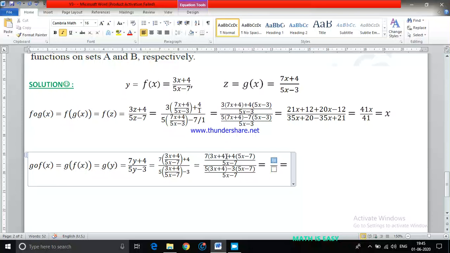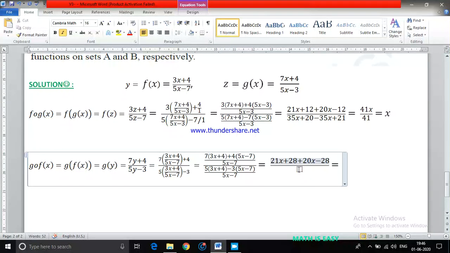So what do you get in the numerator? If I simplify this whole term, let's see what you get. 7 3s are 21x plus 7 4s are 28, plus 4 5s are 20x. How did we get 20x? This 5x is multiplying with this 4, so 4 into 5x is 20x. Then 4 into minus 7 is minus 28.